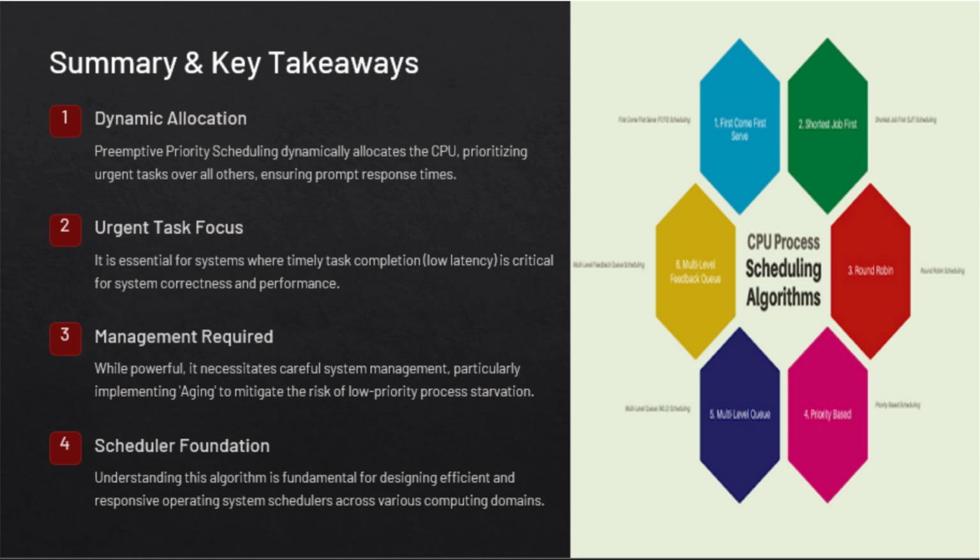Summary and key takeaways. To wrap up, let's summarize what we have learned today. Dynamic allocation. The CPU dynamically switches between processes based on priority. Urgent task focus. Ideal for systems where timely execution is critical. Management required. Needs mechanisms like aging to prevent starvation. Scheduler foundation. Understanding this concept is key for designing efficient and fair operating systems.